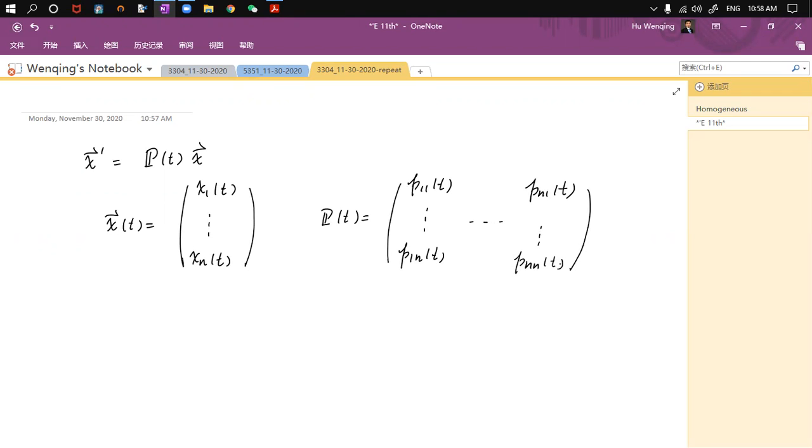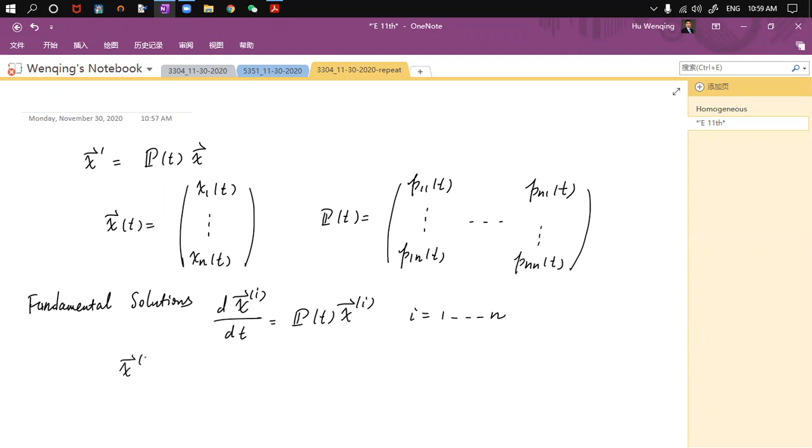In general, you're going to find the so-called fundamental solutions. That means the solutions satisfy dxi over dt is equal to P of t multiplied by the vector xi, where i is from 1 to n. And we need x1 of t up to xn of t to be linearly independent. These are what we call fundamental solutions.